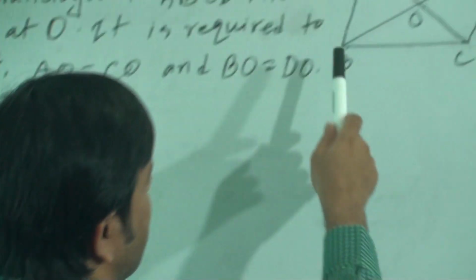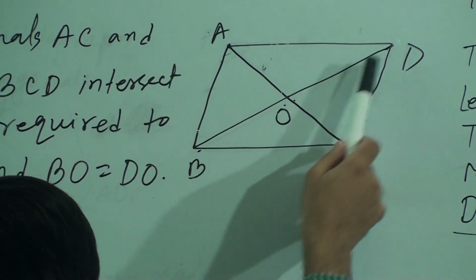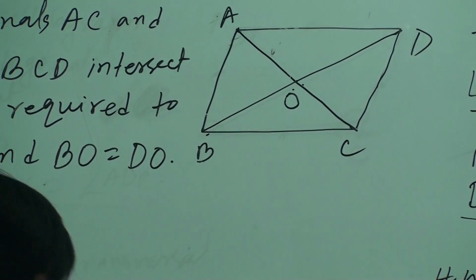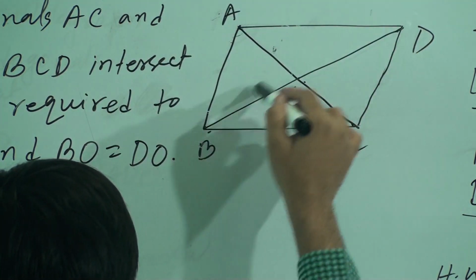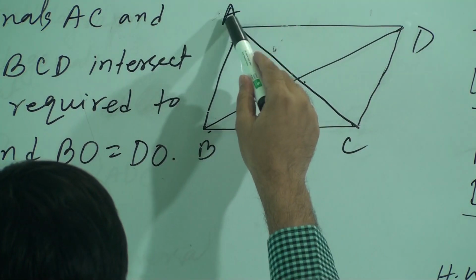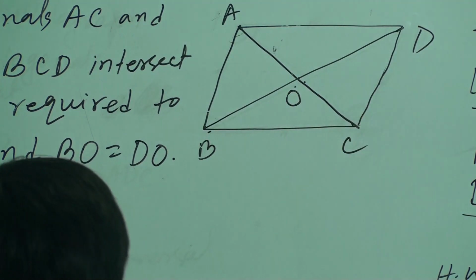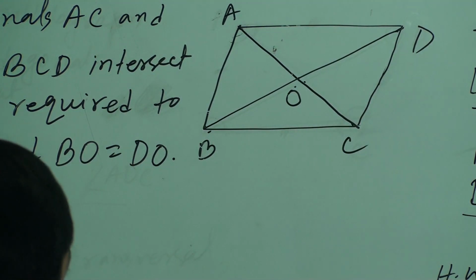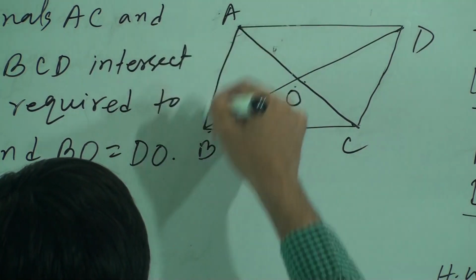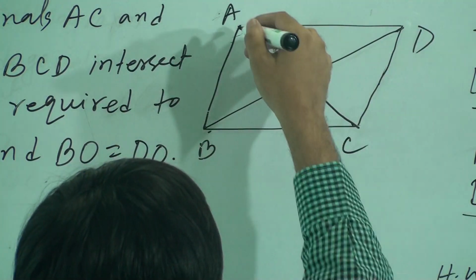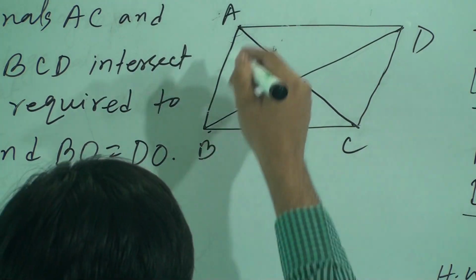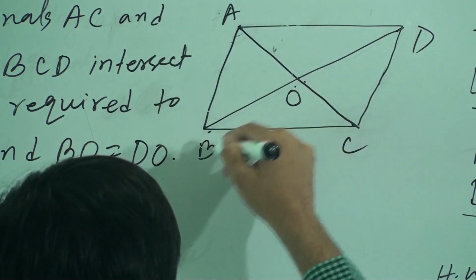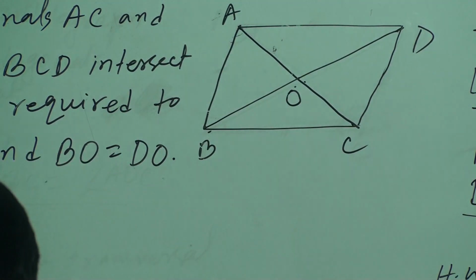Dear students, to prove this, you can consider any two triangles, triangle AOB and triangle COD, or triangle AOD and BOC. If you consider any two, you can prove it. I'll take triangle AOB and COD. At first I will consider AB parallel to CD, AC is the transversal, and then AB parallel to CD, BD is the transversal.